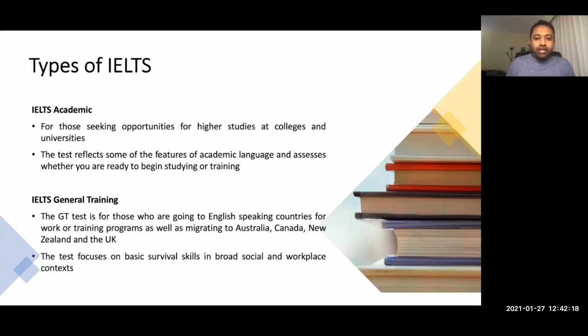The general training version of the test is for those who are looking to work in countries or migrate to countries like Australia, Canada, New Zealand, UK, or the US. It focuses on basic skills in social contexts or workplace contexts.